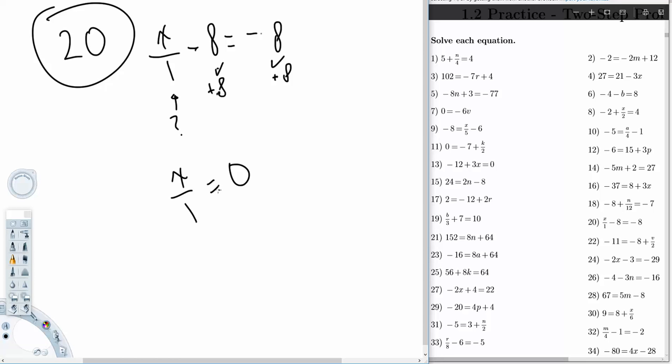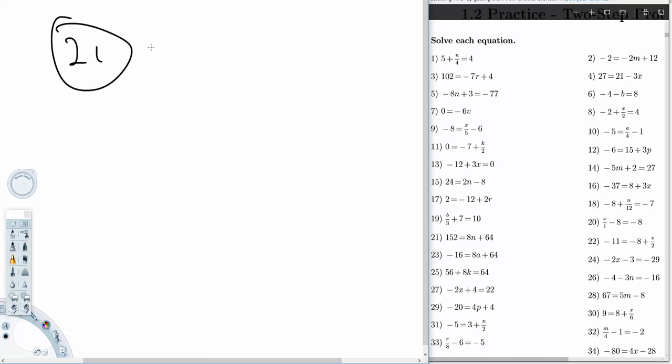All right. So when we have anything over 1 is that number, right? If I take 80 divided by 1, that equals 80. So x divided by 1 equals x equals 0, x equals 0. That's a little tricky, that one.